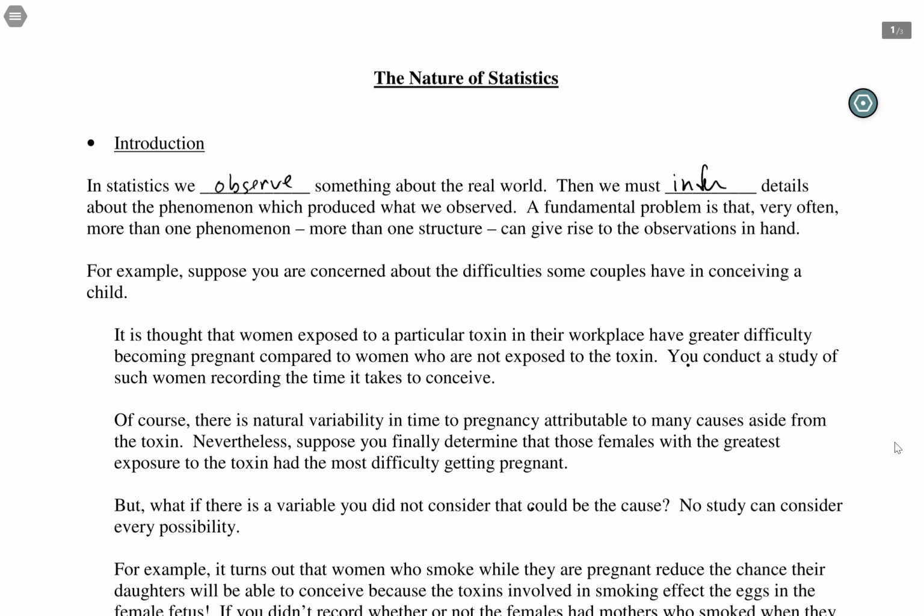A problem, though, that can arise is, and it happens often, that more than one phenomenon, more than one structure can give rise to the observations in hand. What you've got may be the result of something that you can't foresee, but that you would like to be able to foresee. Here's an example.